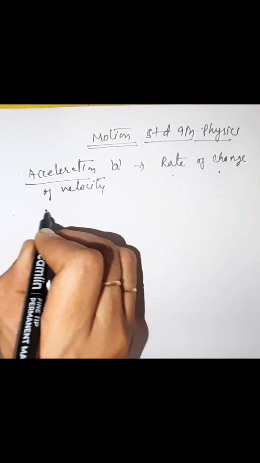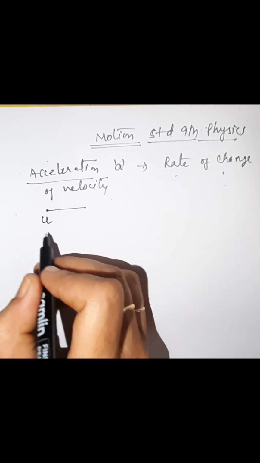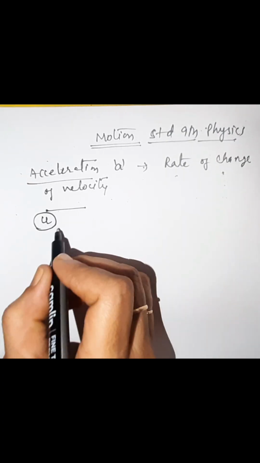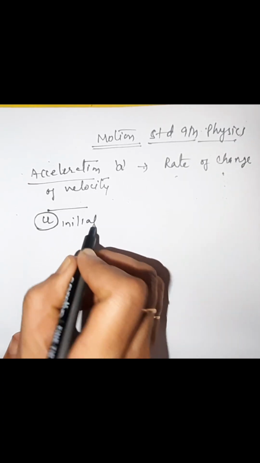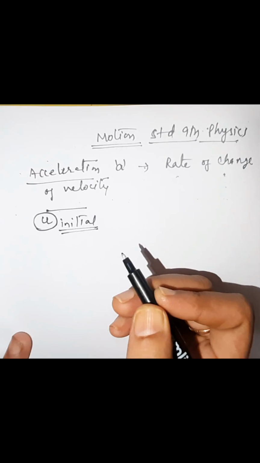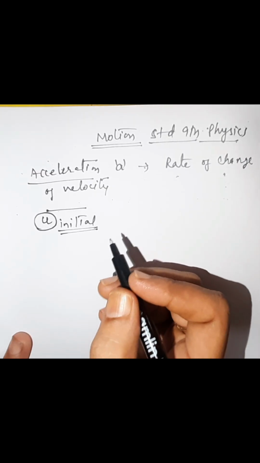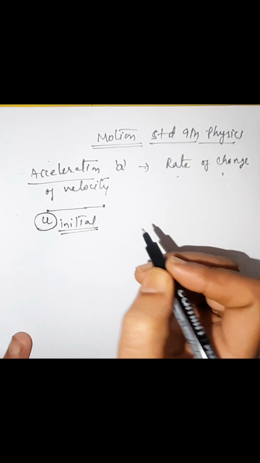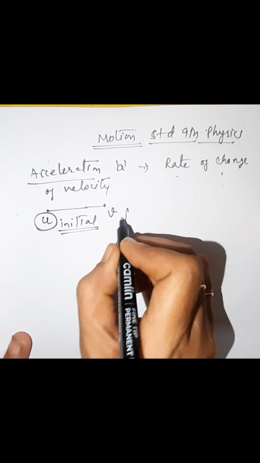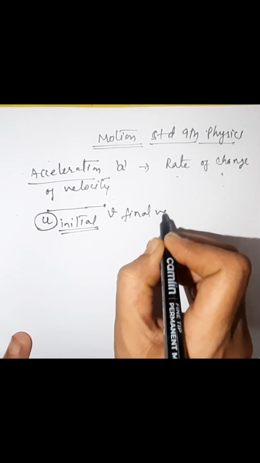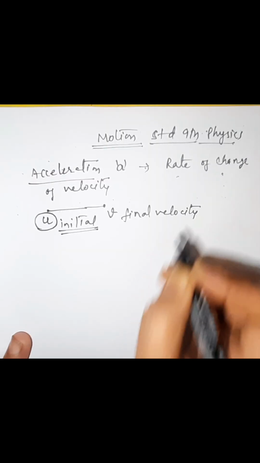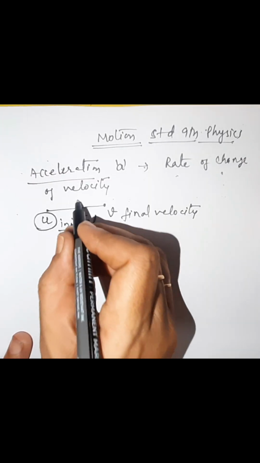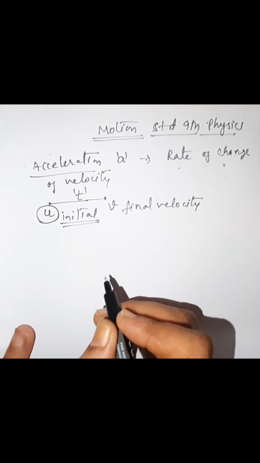Suppose an object is starting with the initial velocity. So these are the new terms which you are learning here. U stands for initial velocity, that is the starting velocity with which the object starts its journey. And the velocity which it attains after a certain interval is considered as final velocity. So here we have two kinds of velocities, initial velocity and final velocity, in the time interval of t.